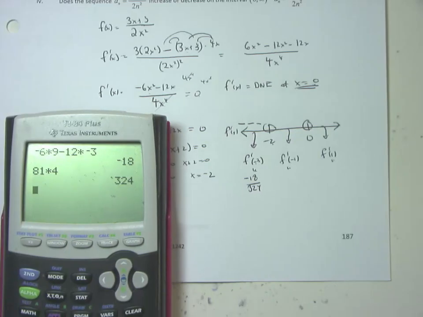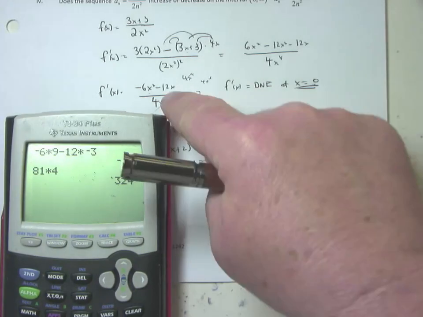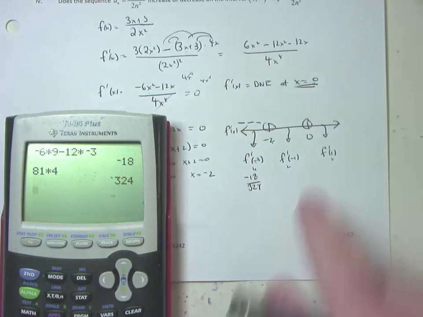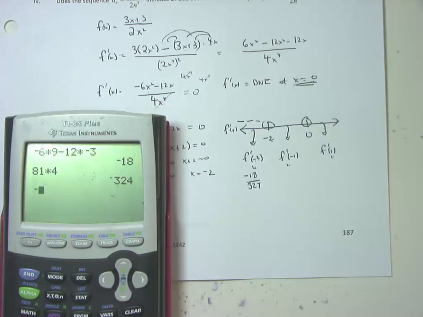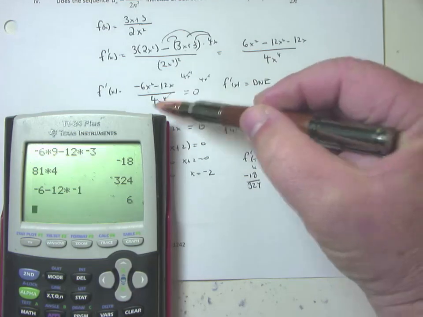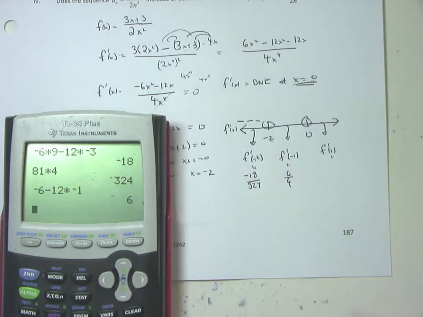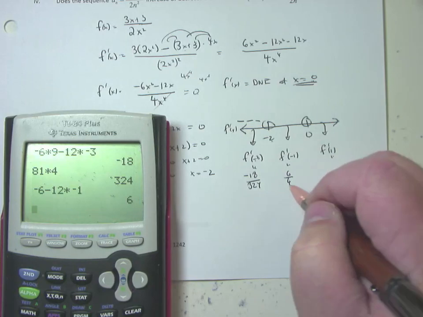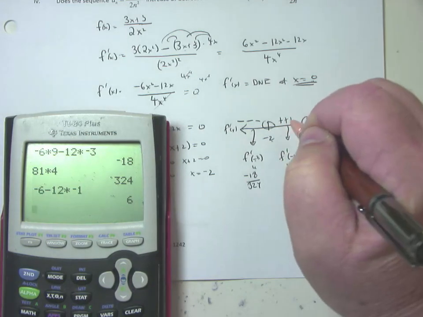When I plug in negative 1 into my first derivative, I get negative 1 squared, which is 1. That'll be negative 6 times 1 minus 12 times negative 1, and that would be 6, divided by negative 1 to the fourth, which is 1, times 4 is 4. I get 6 fourths, 3 halves. Who cares? It's positive, so it's increasing in that interval.